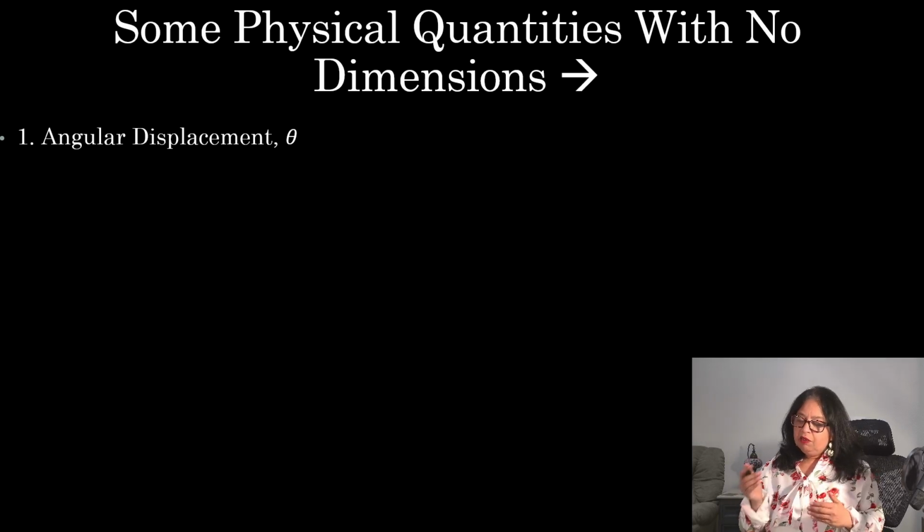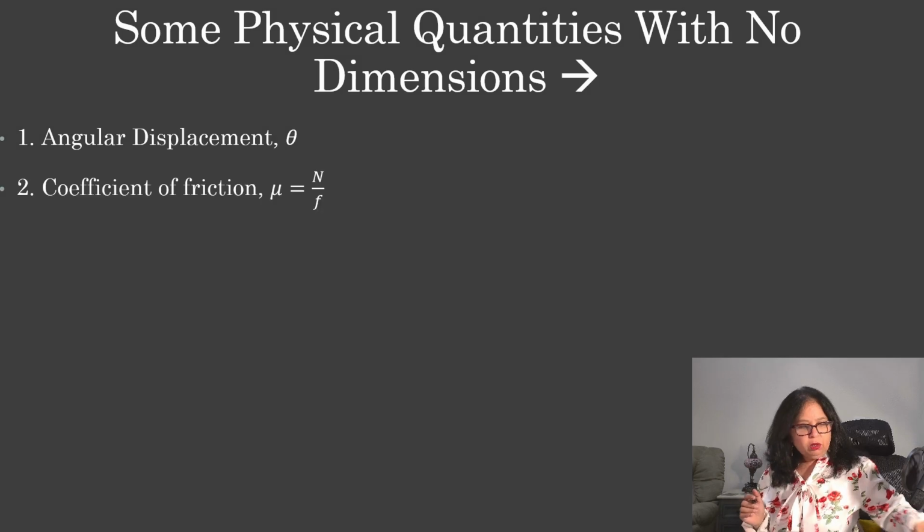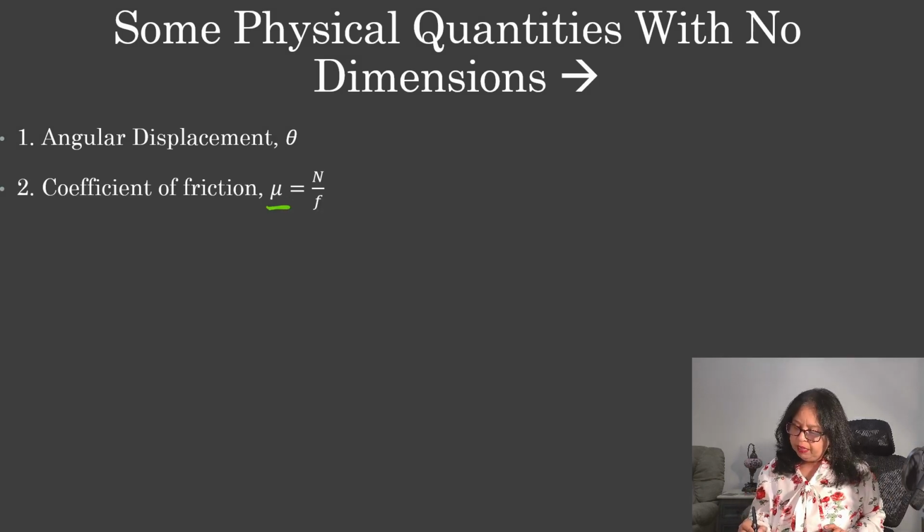A list of the physical quantities with no dimensions. First one you already know is the angular displacement. Then we have coefficient of friction, which is represented by letter mu.